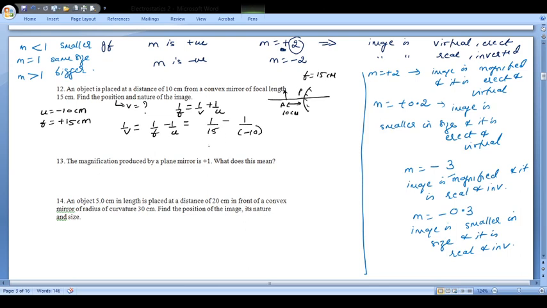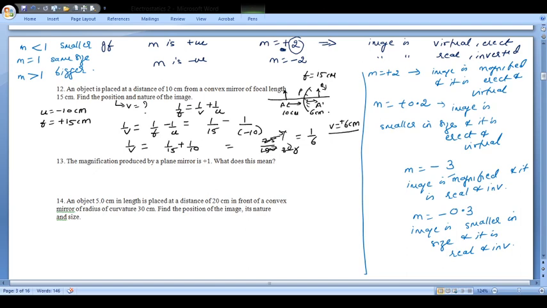So if you solve this, you will get 1 upon v is equal to 1 upon 15 plus 1 upon 10. So this can be taken as 10. This calculation you can do: 10 plus 15, 25 upon 150, 5 5s are 25, 5 6s are 30. So you get 1 by 6. So you get v is equal to plus 6 centimeters. So here you will get your A dash, B dash, and this distance is going to be 6 centimeters.